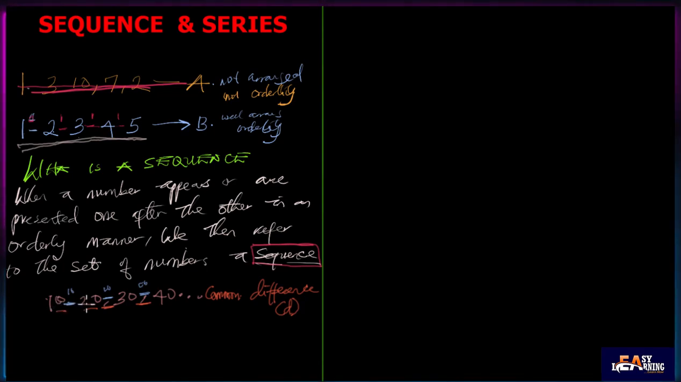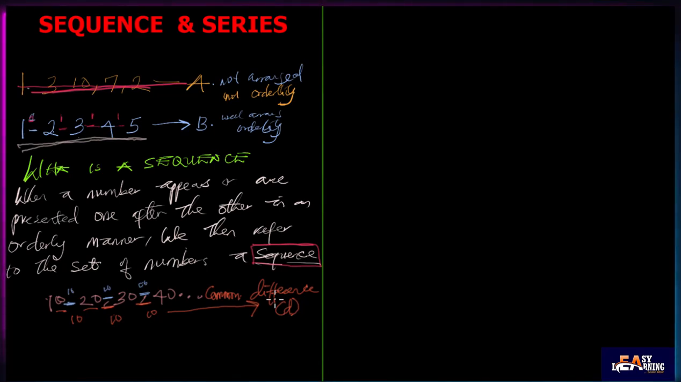Like this 10 and 20, the difference between 20 and 10 is what? It is 10, and it must be the same throughout. To check, 30 minus 20 is 10, 40 minus 30 is 10. That makes it a common difference that we represent with the letter D.